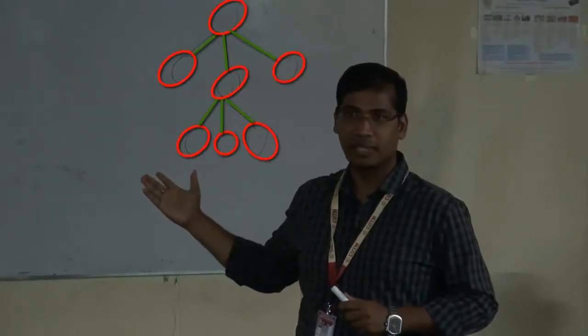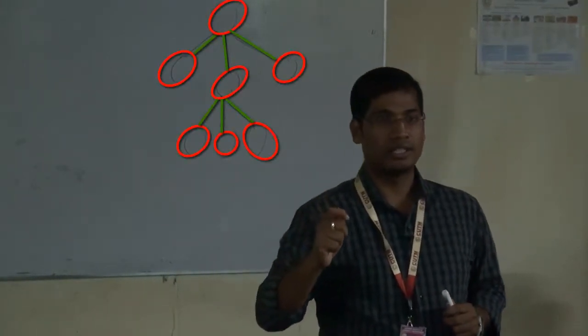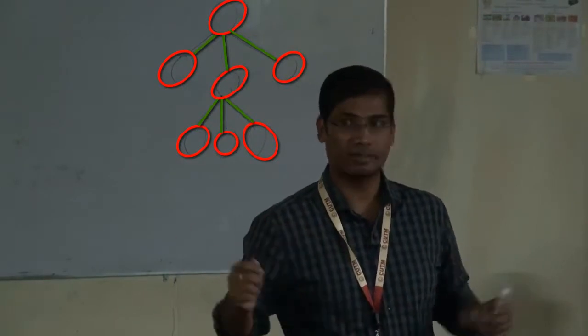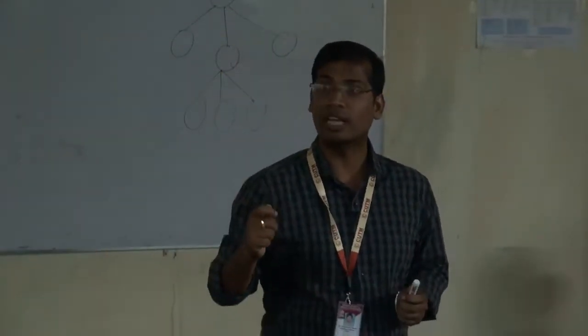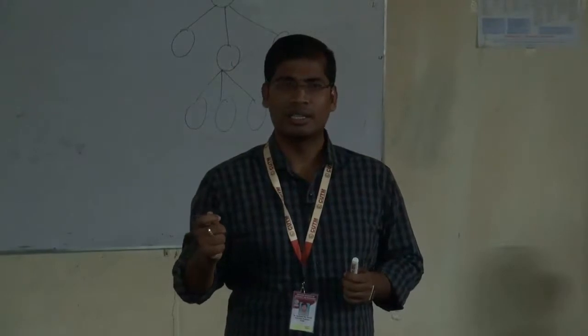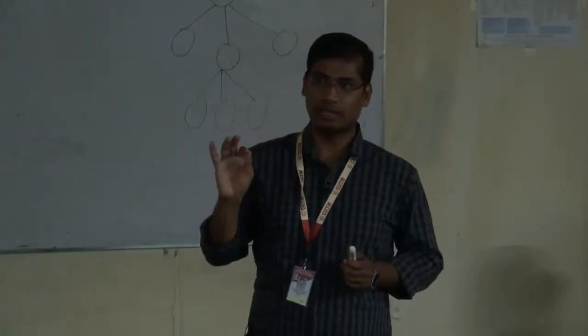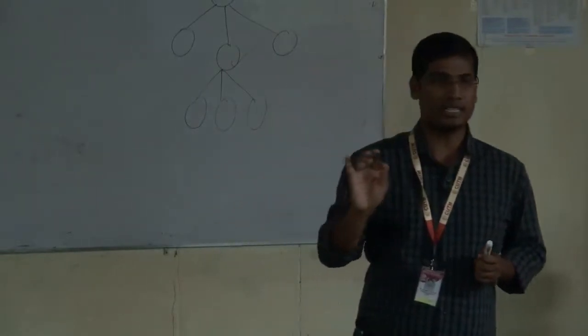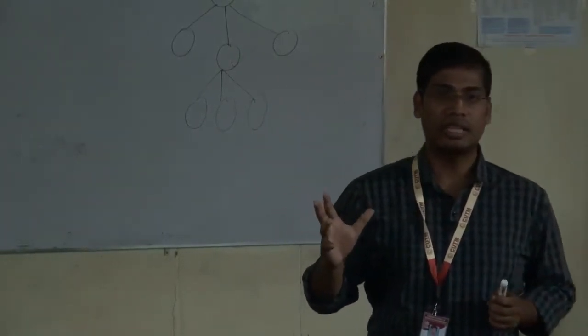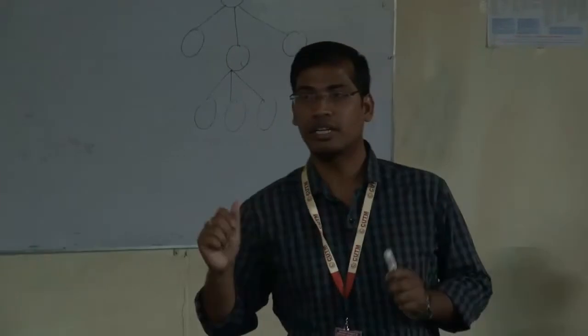Or in short I can say, what is a general tree? The degree of a node can be anything. What is degree? The maximum number of children of a node, which is 3 here. Okay, so in short I can say, what is the general tree? There is no restriction over the degree of a node.